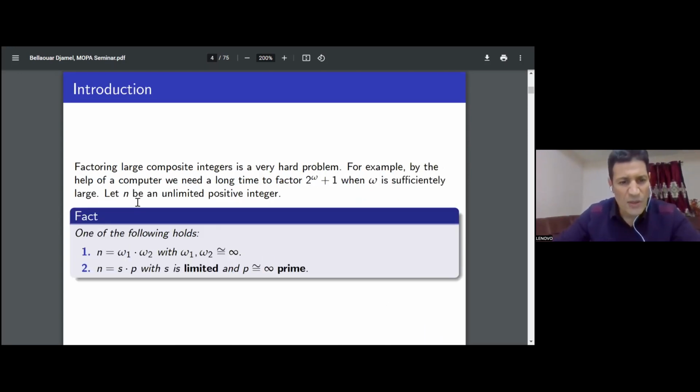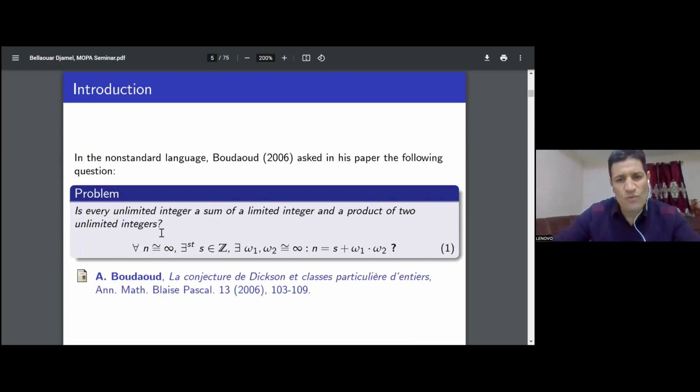Recall that any unlimited natural number is either of the form 1 or of the form 2. Here, there is a question. If n has the second form and we add to it an integer, positive or negative, what form is the result? This question was asked by Dawood in 2006 this way.